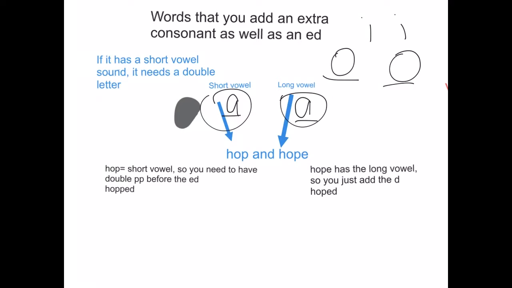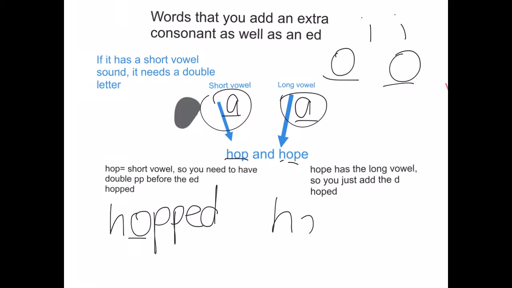If it makes the short vowel, like in hop, when you read hop, the O is the short vowel. If it has a short vowel, then that means if you're making it into a past tense, you need to add a double letter. So if you have a word like hop, it has the short vowel, so you need to make sure you put the double letter on. Whereas hope has the long vowel, and you don't need to add a double letter. All you do is add the D. Okay, it might sound confusing, and if it does, you can go back and watch the video again, or we can go through some together, and hopefully you'll start to get the hang of it.